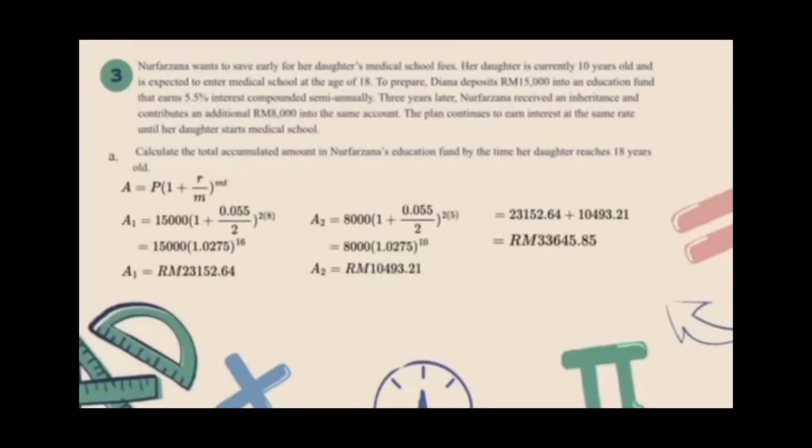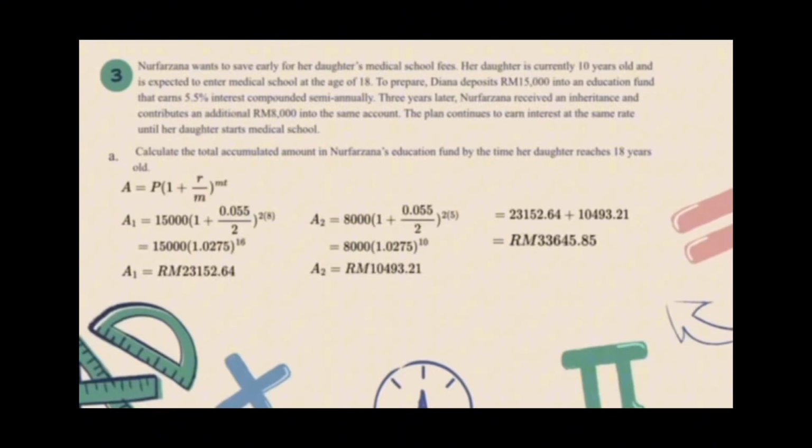I will explain question number 3. First, Nufazana's daughter is currently 10 years old and is expected to enter medical school at the age of 18. Nufazana first deposits RM 15,000 into an education fund that earns 5.5% interest compounded semi-annually. 3 years later, she adds another RM 8,000 to the same account. To calculate the future value of each deposit, I use the compound interest formula, A equals P times 1 plus R over M, raised to the power of MT.